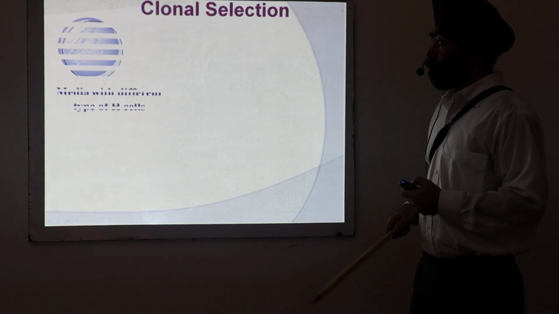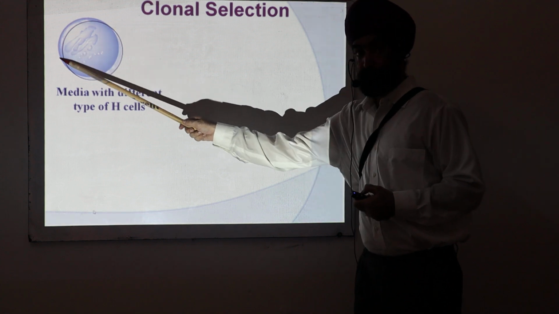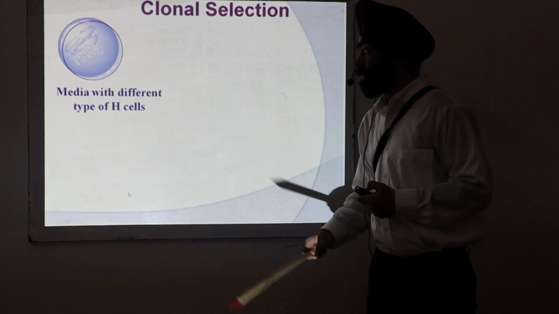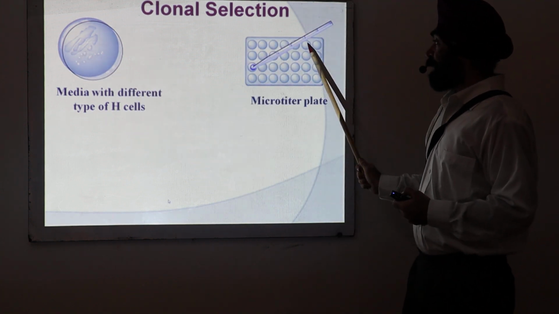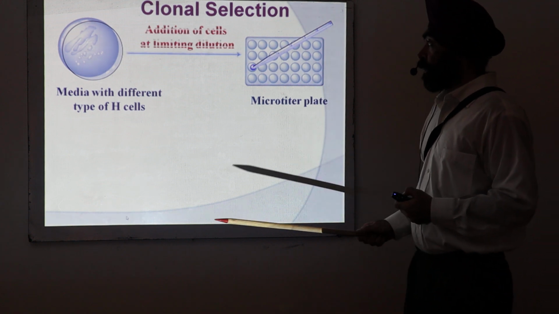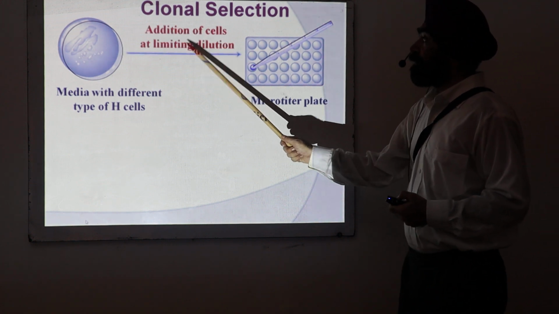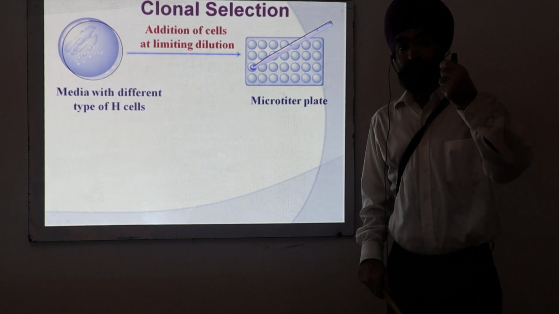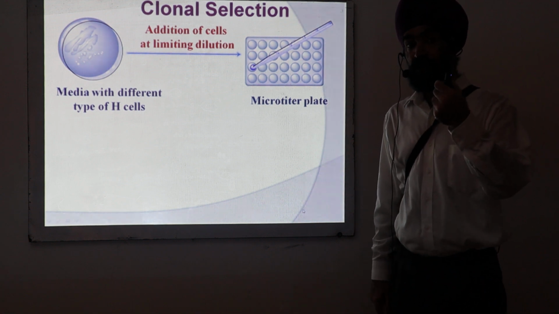So how do we do this? You take a media in which different kinds of H cells are present. You take a microtiter plate. You add cells at limiting dilution. That means you add a very dilute solution, a single drop.